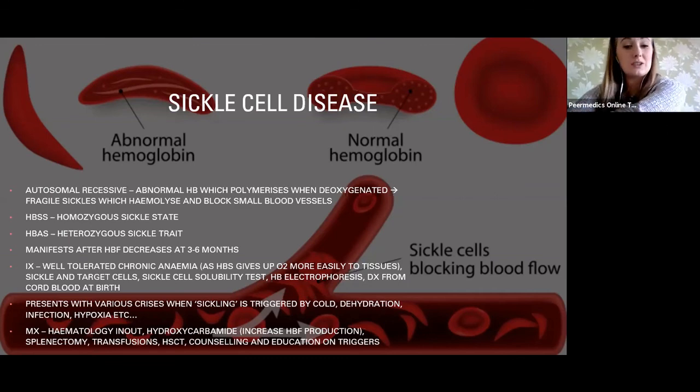The mainstay of your treatment is just to counsel and educate them on the triggers and avoiding the triggers. And obviously you would do genetic counselling if you've got someone that's, say, got trait who's wanting to have a child and things like that.